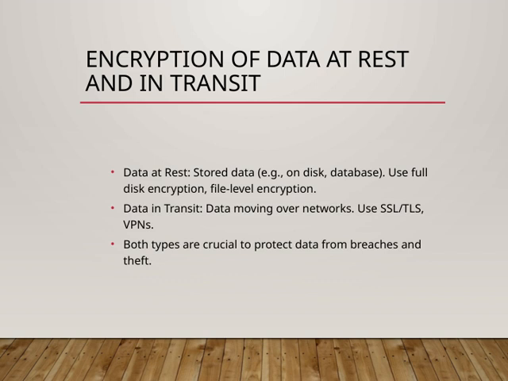Both of these types, at rest and in transit, are crucial because they protect our data from breaches and theft at different stages. By encrypting data at both points, we significantly reduce the risk of unauthorized access and ensure our data remains confidential throughout its life cycle. This is a key aspect of overall data security, tying into the broader theme of safeguarding information in our digital world.